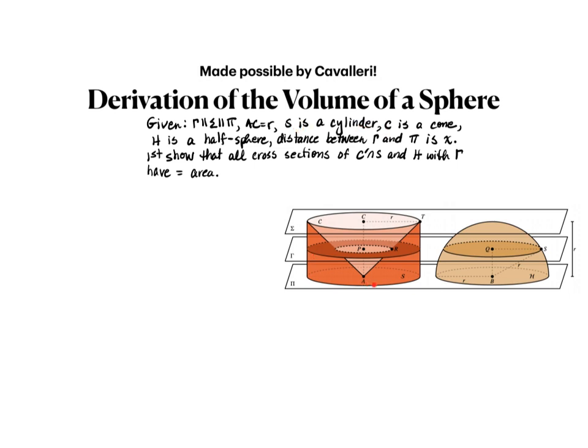S is a cylinder, that's my cylinder here. C is a cone with the same base as that cylinder. H is a half sphere. The distance between gamma and pi is x, so between here and here, that's x long. What we're going to work to do is show that all cross sections of the complement of C, meaning outside of the cone, intersected with my cylinder, this donut looking object, they actually call that an annulus, have the same area as the cross section of the sphere, which would be a circle. So we're first going to work on that.